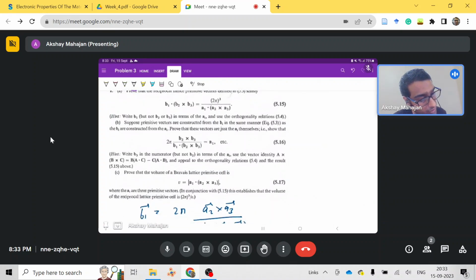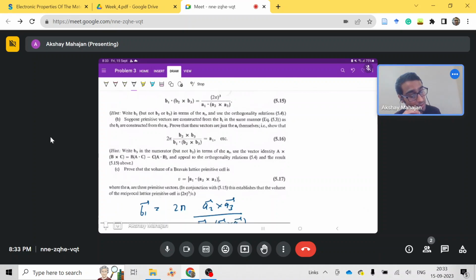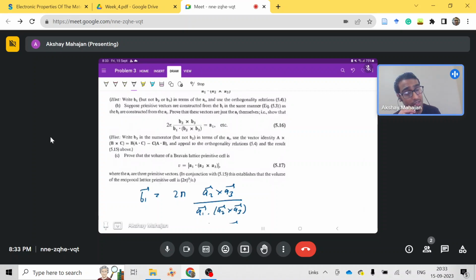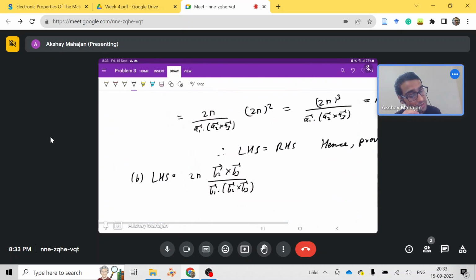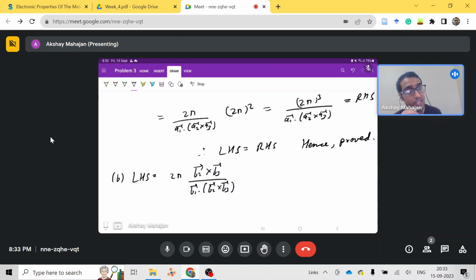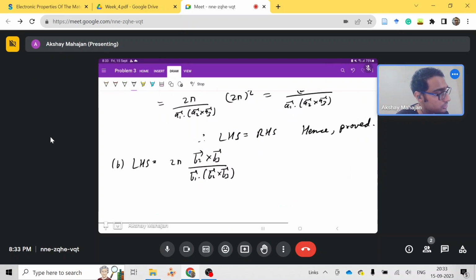Okay, so this is what we have to prove. Suppose primitive vectors are constructed from the bi vectors in the same manner as the bi are constructed from the ai vectors. So basically we have to prove that these vectors are just ai themselves. So what we are doing is making the reciprocal vectors from the reciprocal vectors, and we have to prove that they are going to be the Bravais lattice vectors itself. We are making these new vectors from the bi vectors, and we have to prove that they are going to be the ai vectors, in short.